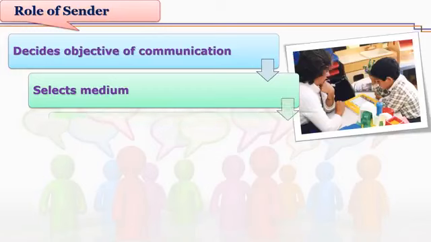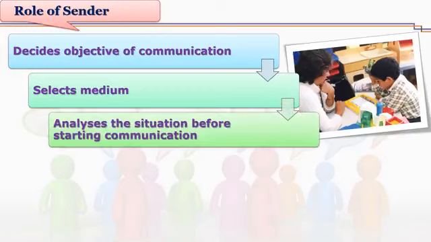Though the sender selects a proper medium, communication may not begin immediately. Any sender needs to analyze the situation before starting communication. The message may be already ready with the sender. For example, the teacher might have prepared material. The teacher might have converted messages into a proper medium, into a proper form. But the teacher will plan when to initiate this communication and accordingly initiate the communication.